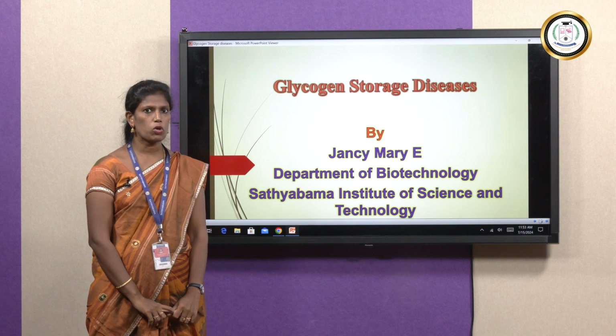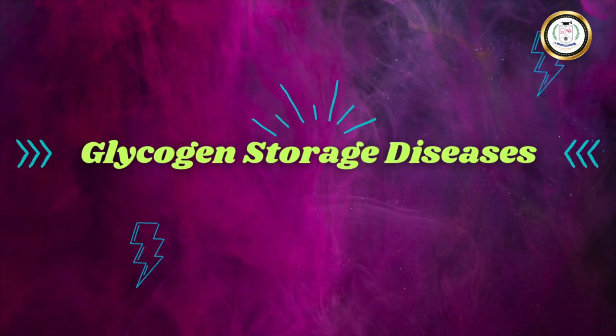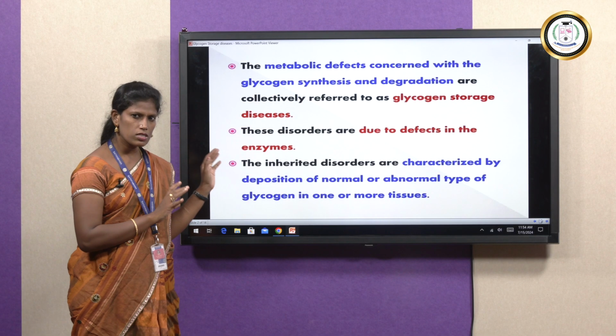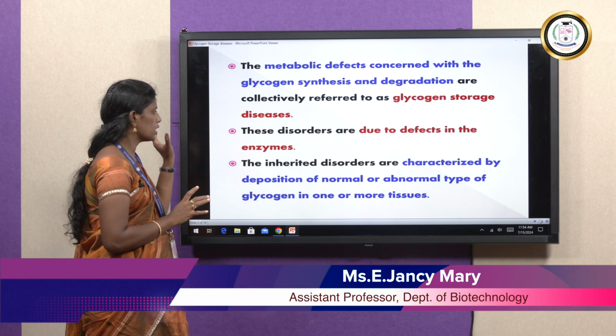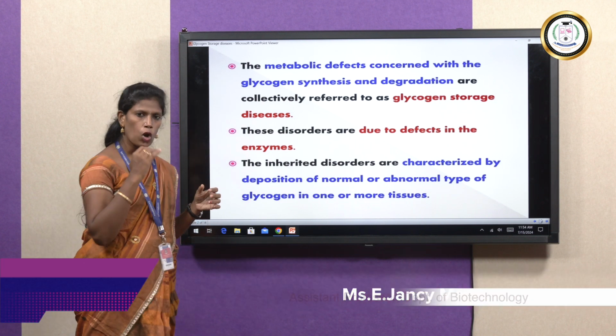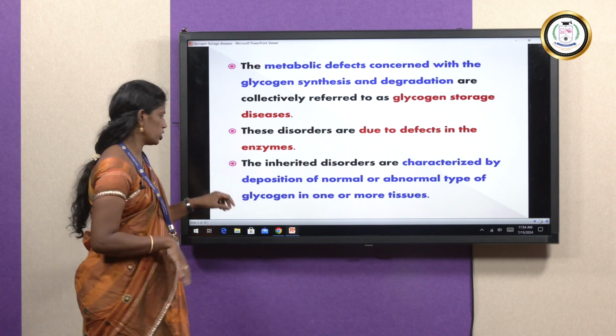Today we will discuss the topic glycogen storage diseases. The metabolic defects concerned with glycogen, that is the synthesis and breakdown of glycogen, are called glycogen storage diseases. These disorders are defects in the enzymes. The inherited disorders are characterized by normal and abnormal types of glycogen.